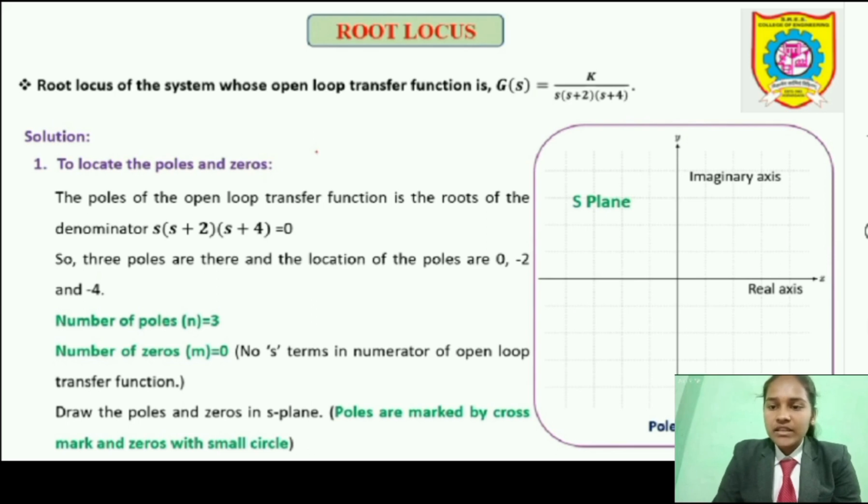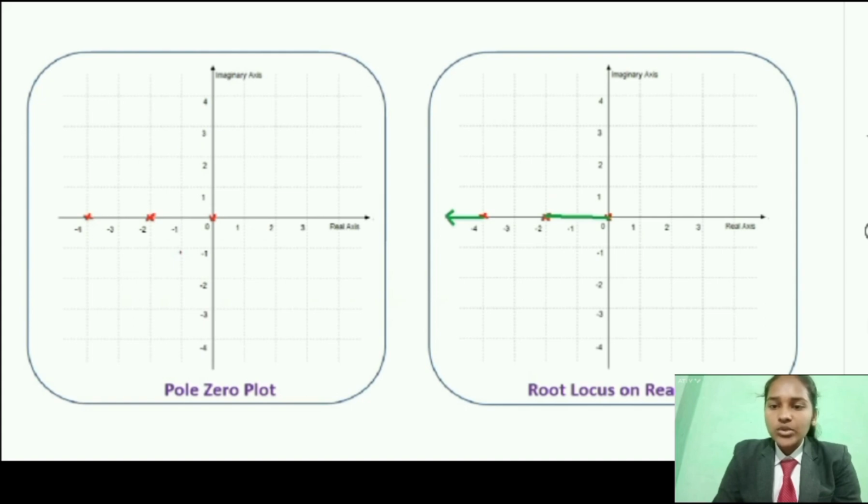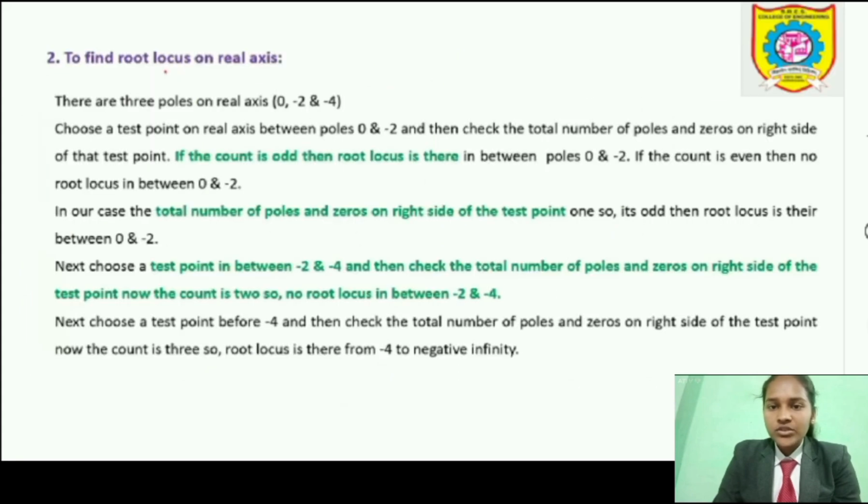This is the s plane. The imaginary axis and pole 0 are plotted, and the root locus is found on the real axis. Here the poles are drawn on the graph. To find the root locus on the real axis, this is the second step: if the count of the total number of poles and zeros on the right side of the test point is odd, then the root locus is there.